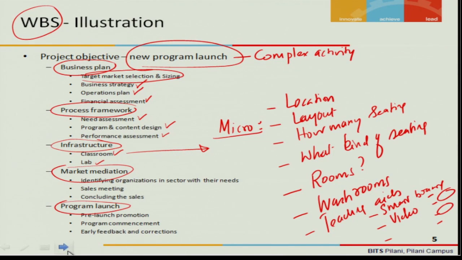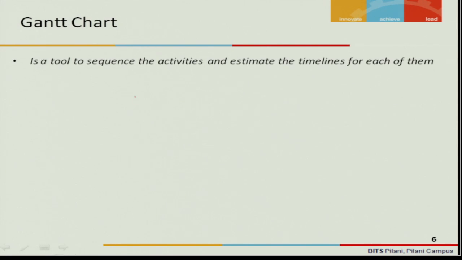So we use something called a Gantt chart, which is a very popular and a very simple chart that can be used by anybody. You don't need any extensive training on this. What is a Gantt chart? It's a tool to sequence the activities and estimate the timelines for each of them.